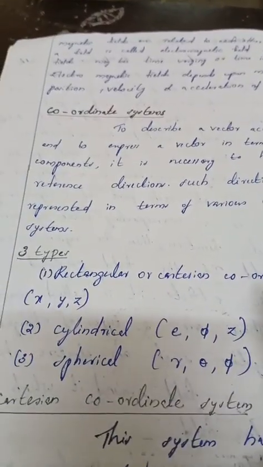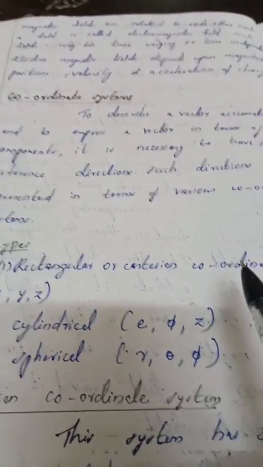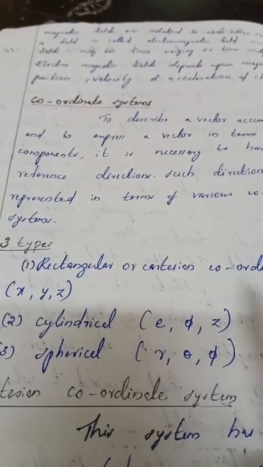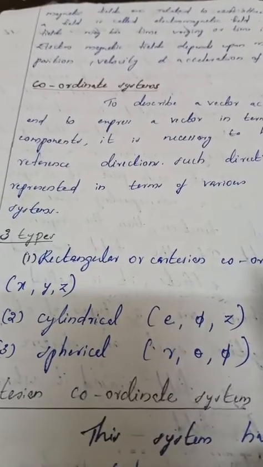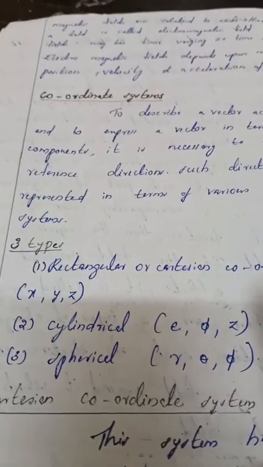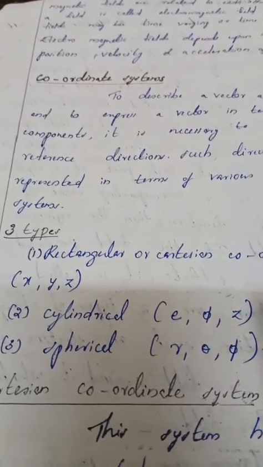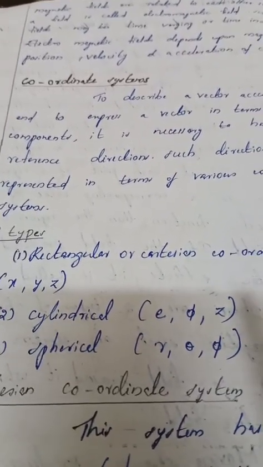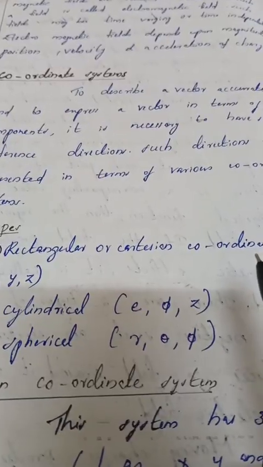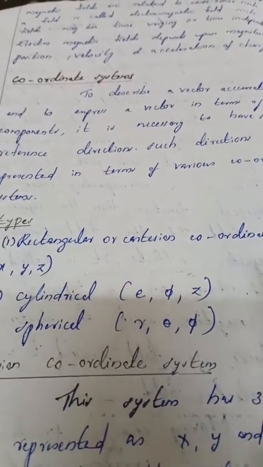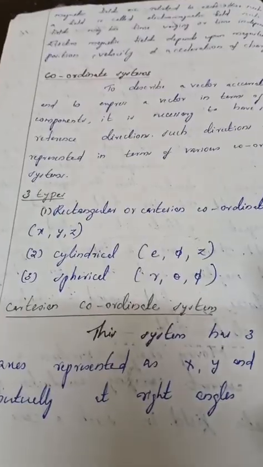There are three types of coordinate systems: rectangular or Cartesian coordinate system, represented by x, y and z; cylindrical, denoted by r, phi, z; and spherical, denoted by r, theta, phi. First one, Cartesian coordinate system. This system has three coordinate axes x, y and z, which are mutually at right angles to each other.